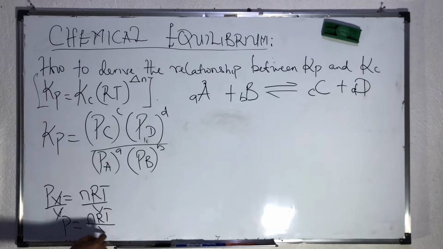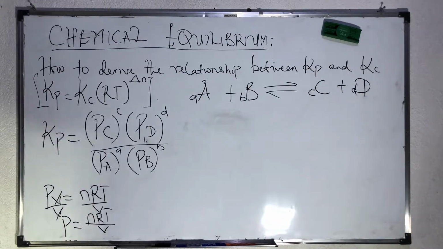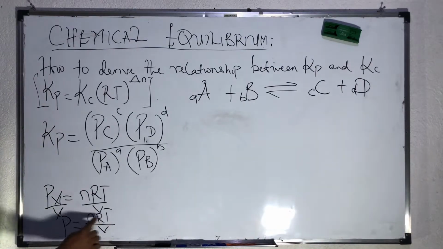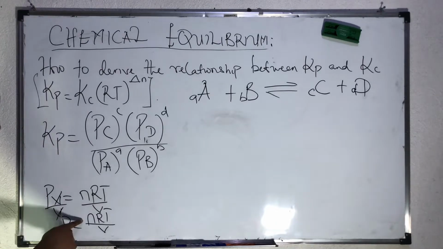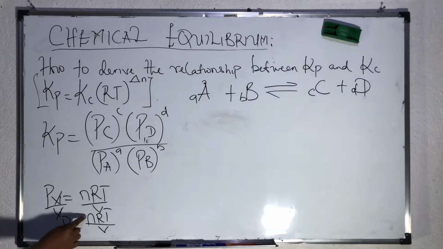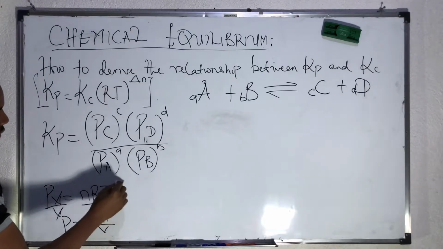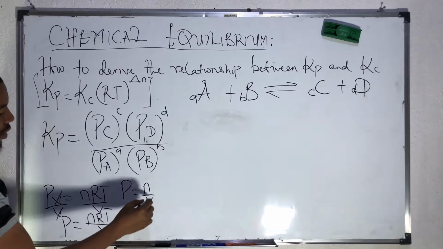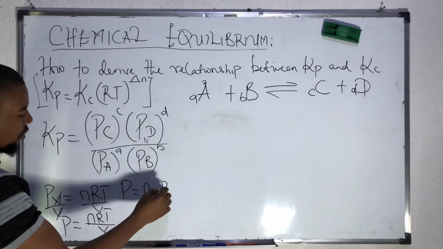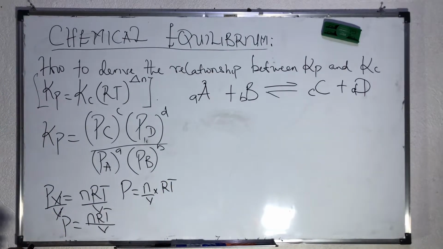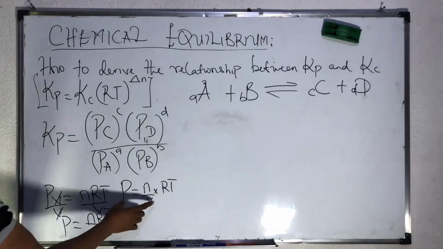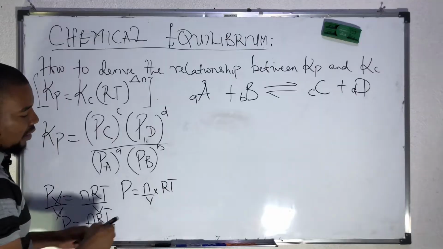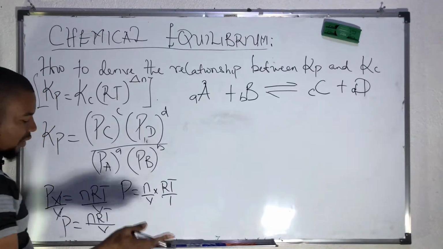nRT over V. Now, remember that the numerator terms are actually multiplying themselves. So I'm going to separate this. We have P equals n over V times RT. All right, so P equals n over V times RT. We've not changed anything. If you see this as over 1, we've not changed anything yet.